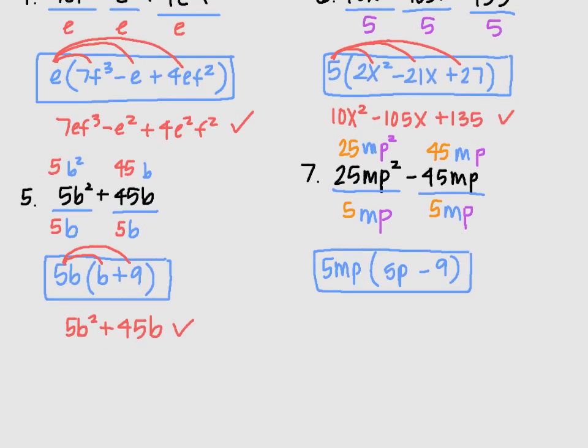Lastly, checking to make sure that this is correct, distribute the 5mp back to everything inside of the parentheses. 5mp times 5p equals 25mp squared. 5mp times negative 9 is negative 45mp. Checking to see that this binomial is the same as the original binomial we started with, they are the same, so that means that my factored form was correct.